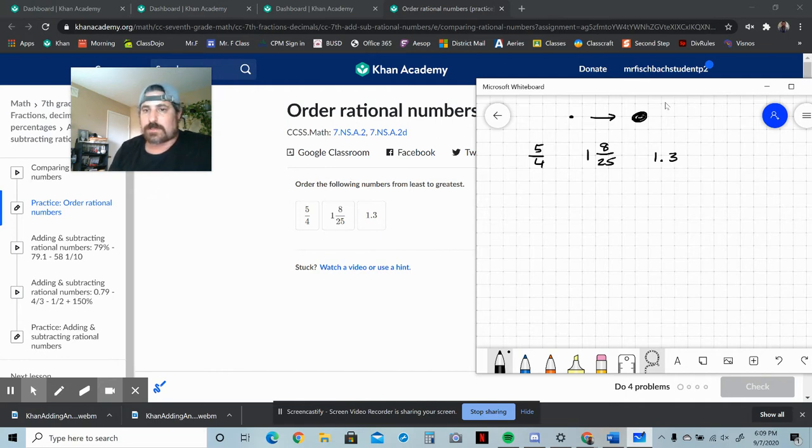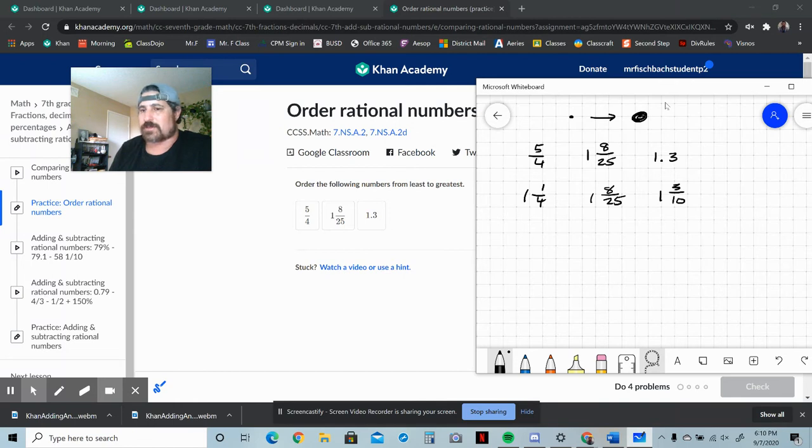Okay, so let's compare these first, right? When we're comparing, 5/4 is the same as 1 and 1/4, right? Because 4 goes into 5 one time, and there's 1 extra left over, 1 extra beyond the 4. So you have 1 and 1/4 compared to 1 and 8/25, right? And then compared to 1.3, which is the same as 1 and 3/10.